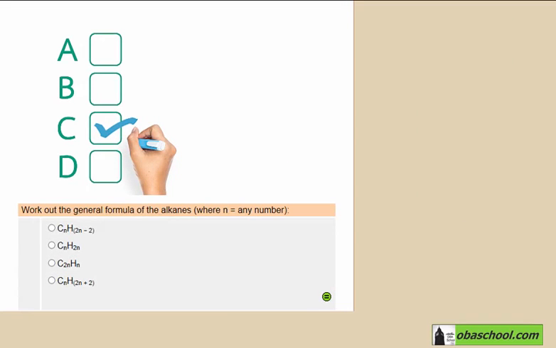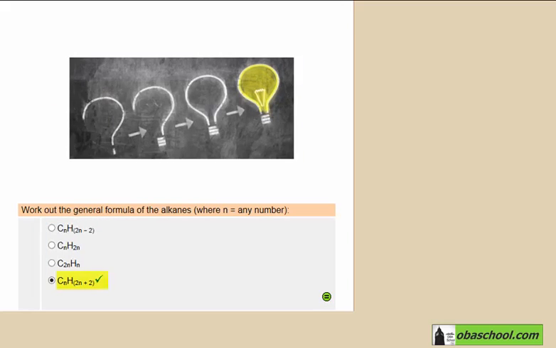Select the correct general formula of the alkanes where n is any number. Is it CnH2n-2, CnH2n, C2nHn, or CnH2n+2? Which one of these is correct? Excellent. This is the correct general formula of any alkane. So, when you are given the number of carbon atoms, you can find the molecular formula of this alkane by applying this general formula.